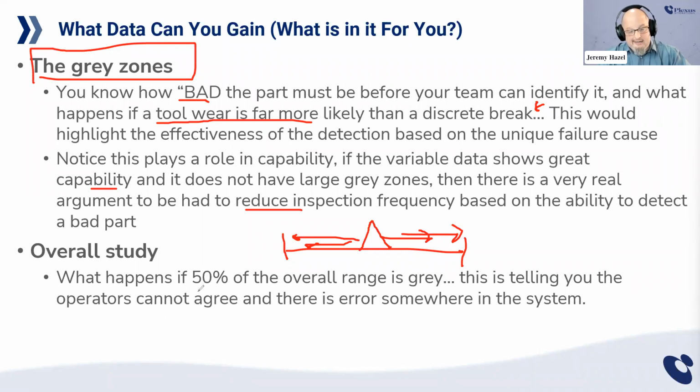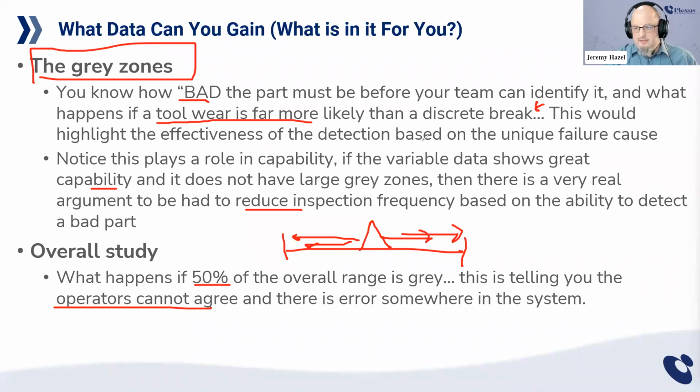Now, here's the weird part. If you run your study and you say, hey, if 50% of the overall range is gray, which means we can't detect whether it's passable or not, what this is telling you is your operators cannot agree, and there is error coming back again to somewhere in that system. And it's always interaction: operator to lighting, operator to environment, operator to workpiece.